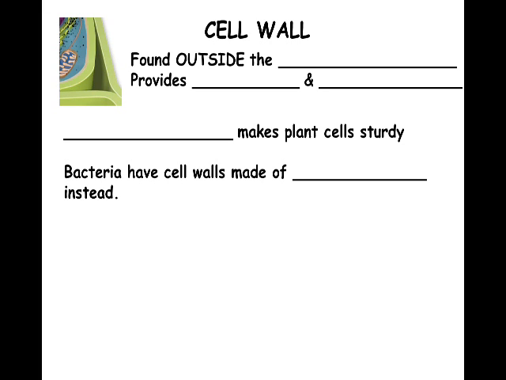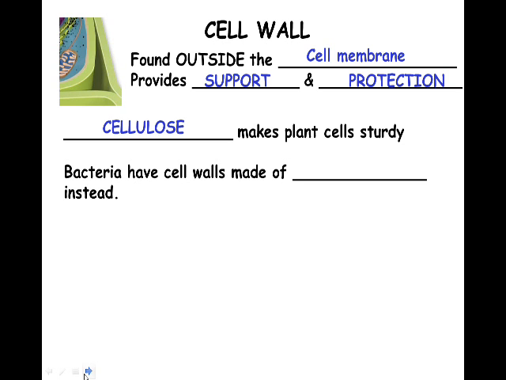So let's talk about cell walls. Found outside the cell membrane or the plasma membrane, they provide support and protection for our plant cell. And we talked about cellulose being the molecule that makes plants sturdy. Bacteria also have cell walls, but they're made of a little different molecule. They're made of something called peptidoglycan. Peptidoglycan is part protein, part sugar molecule.